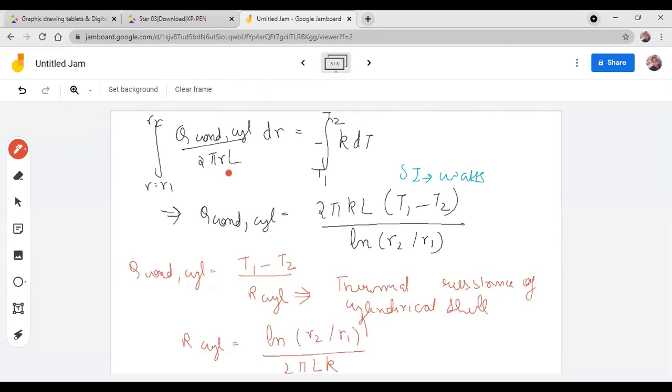And we'll use this result. I didn't mean to cut this. So this is 2 pi L K. We'll use this result to derive an expression for the multi-layered cylinder further. So I hope you understood till now.